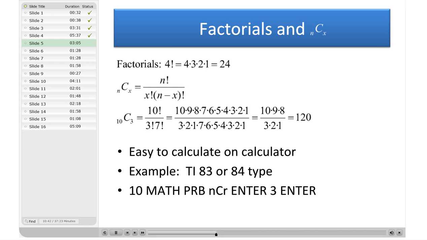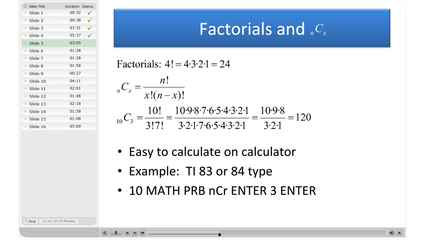For example, at the bottom of the page I listed some instructions for doing this with a TI-83 or a TI-84. For those, you would type the number 10, click on your math button, and at the top of the screen there are several different menus. You want to scroll over to the PRB, which stands for probability menu. Then you would go down to nCr and hit enter on that command. Then you would type the number 3 and hit enter again, and you'll get 120.